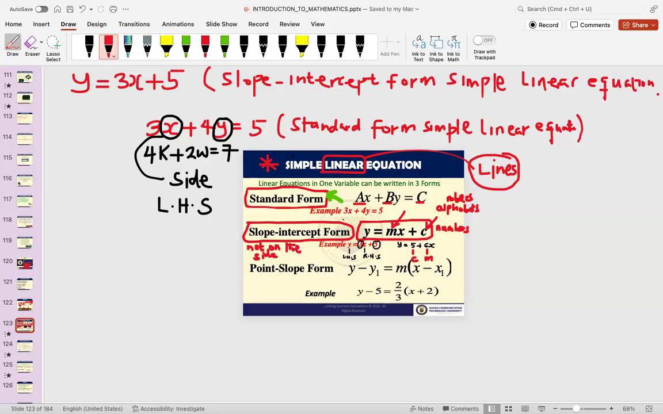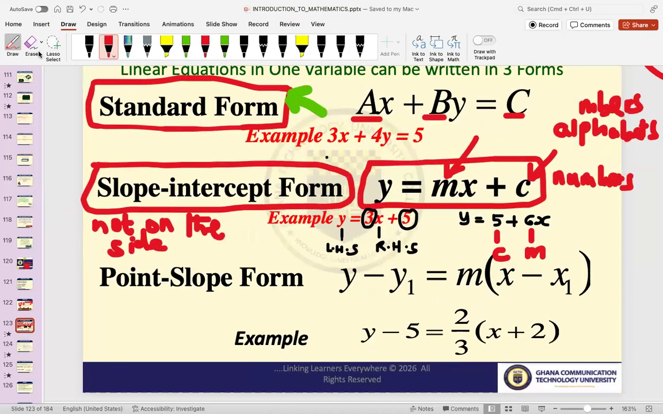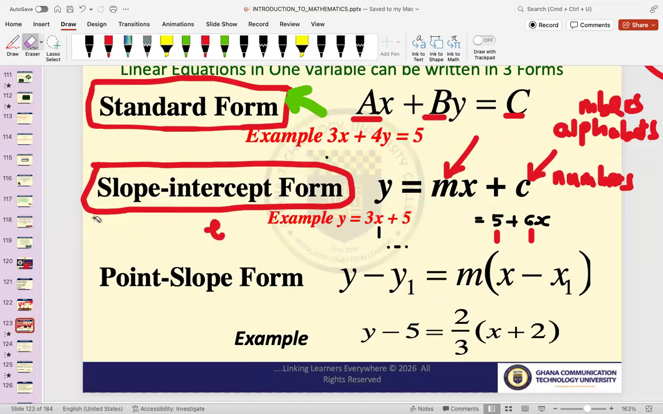So that's a long name. That's the second type of simple linear equation. And then finally, the third type. We want to look at the third type and see the features, how it looks like.